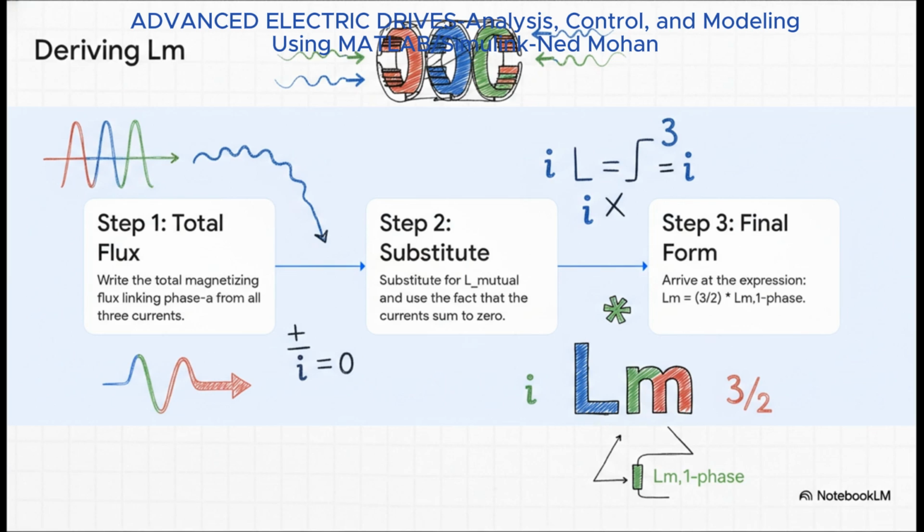And after the math all shakes out, we're left with a new single term we call LM, which is just 3/2 times our original value. This is now our effective magnetizing inductance for one phase when the whole system is up and running.